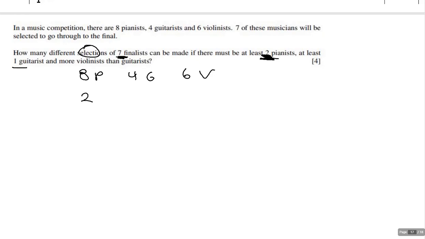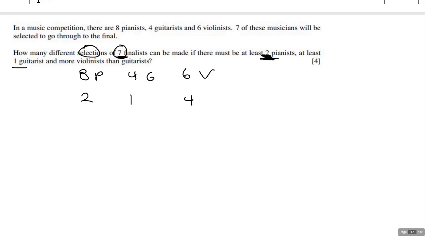Now what? There has to be at least one guitarist. All right, so let's go ahead and make it 1 guitarist. Now, how many people are we picking? 7. So then what has to go here? 4. Now, what's the other requirement, though? There has to be more violinists than guitarists. All right, well, that seems like that works, right? So we've got 2 pianists, 1 guitarist, and 4 violinists.